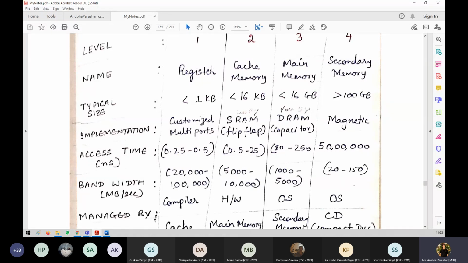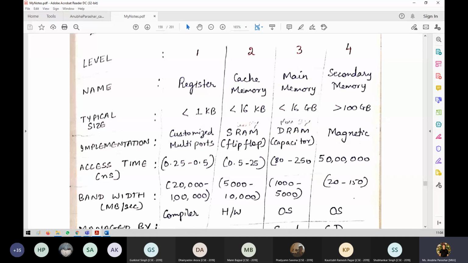First one is register. Why is it known as level 1? Because you know that as soon as the ALU generates any request, it takes its data either from register or from main memory. If it is taking from main memory, it will generate the main memory request. Otherwise, it will directly fetch it from the register. Next, we have cache memory. Next, main memory, and at last secondary memory.